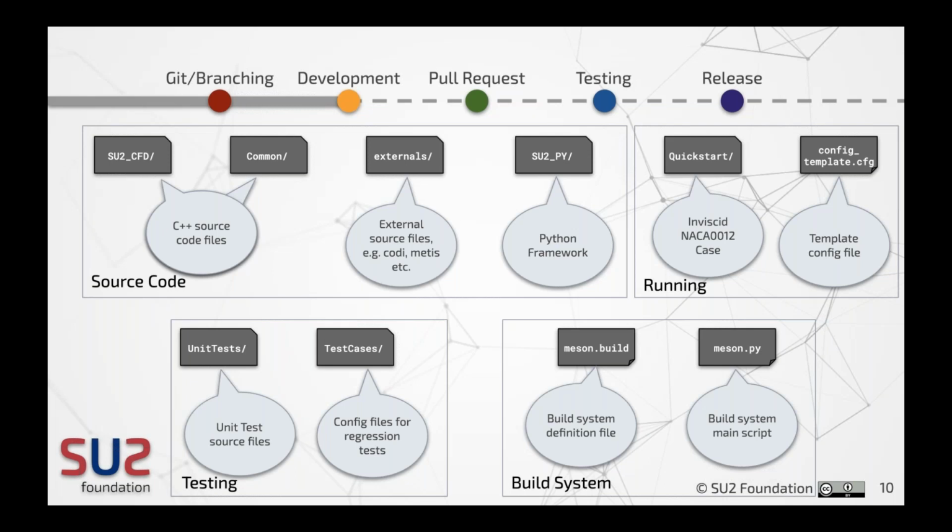Then we have the folders related to running. There's a small quick start test case that you can just immediately run because the mesh is already included there. Then there's a config template file, which includes, or should include, we should be a little bit better about that, but usually it includes all the available config options that you can put in the config file, along with a short description and the default values. Next are the testing files. We have unit tests, which I will talk about later, and also regression tests, which I will also cover a little bit later.